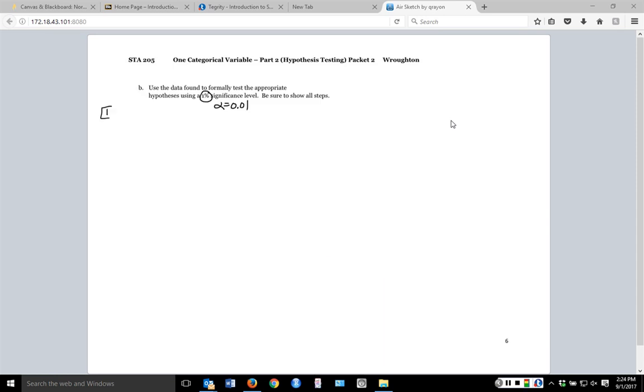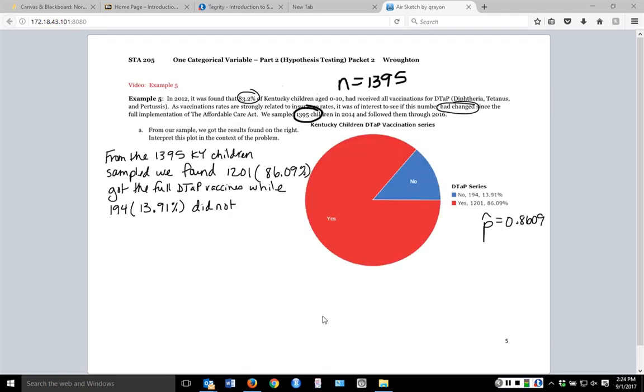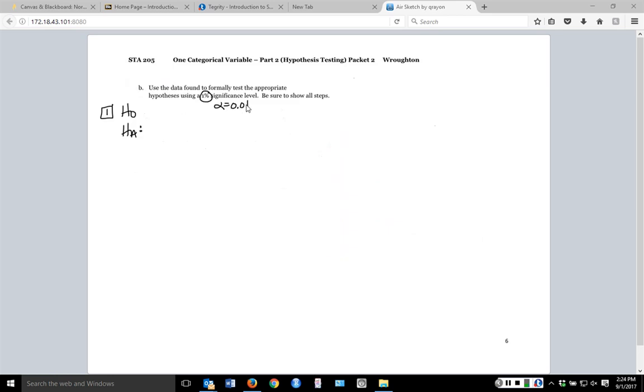So our first step of our hypothesis test is always our hypotheses. Again, the null hypothesis is generally what we're reading in the problem. So we want to see if this number has changed. Changed since what? Changed compared to what? That's this 83.2%. So we want to see if this number has changed from the 83.2%. The null hypothesis is the same symbol, same number, always an equal sign.